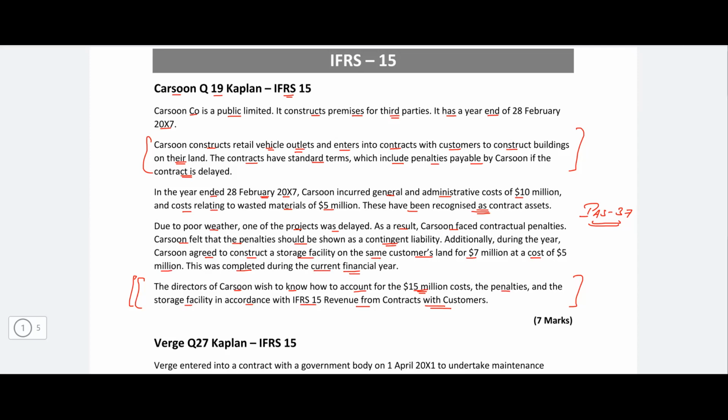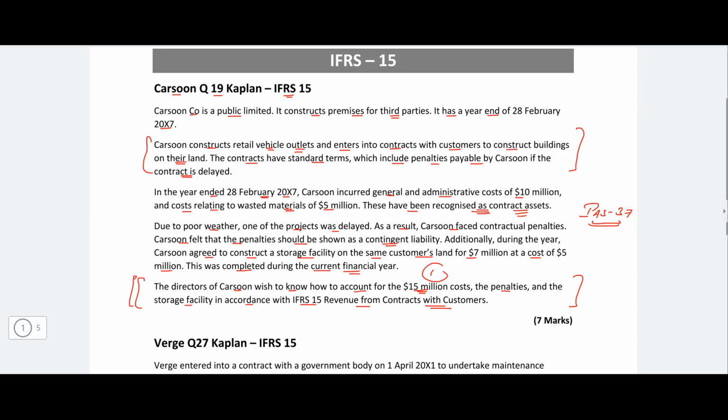Now this 15 million cost is not the penalties. This 15 million cost is the general and administrative cost and the wasted material. So they are separately asking for three things. First, how to account for this 15 million cost, which was incurred in general administrative overheads and the wasted material, whether it should be capitalized, as they have recorded this as an asset. So you need to comment on whether they have done it correctly.